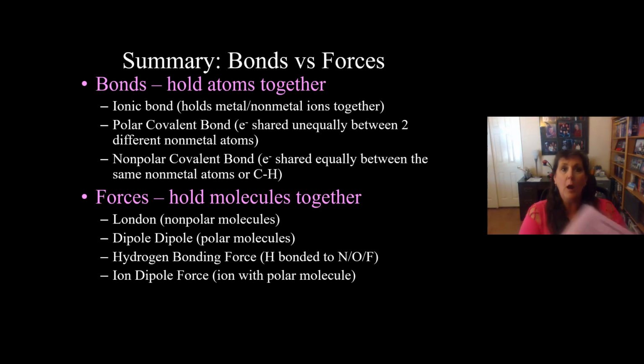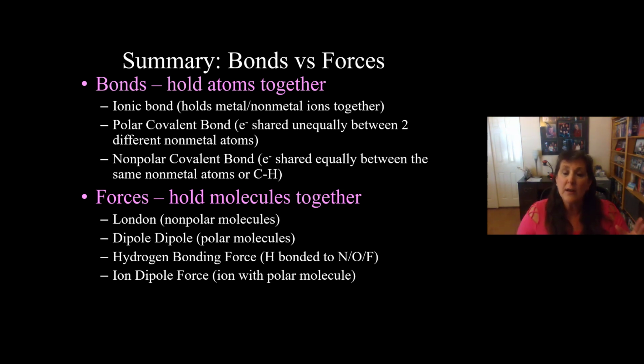Ionic bonds are between a metal and a nonmetal. The metals are positively charged ions, the nonmetals are negatively charged ions, and opposites attract, so they are held together in an ionic bond. Then we have covalent bonds that can be polar or nonpolar. Covalent bonds are between nonmetals only, just nonmetals.